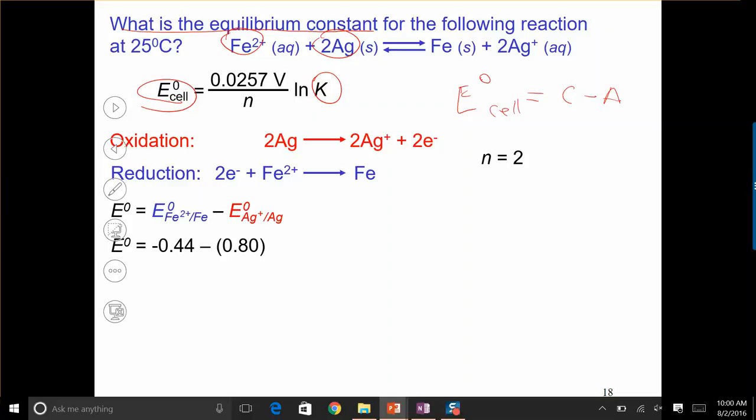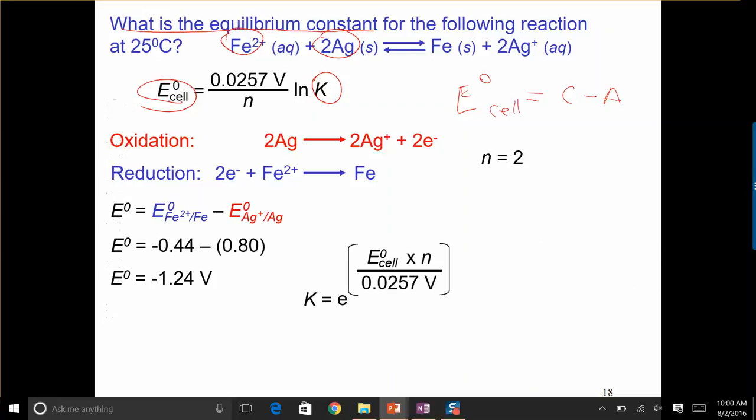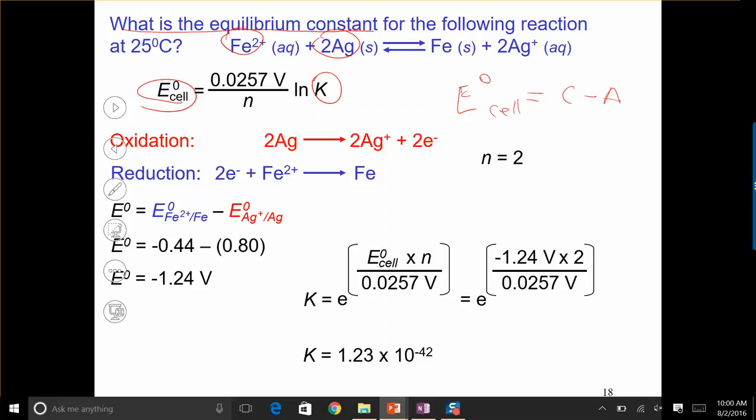So then we get negative 0.44 minus 0.8, right? Since we're using the natural log of K, we're going to use E here to solve for K. You could have used the anti-log version, and it would have worked just as well. And we get our equilibrium constant is 1.23 times 10 to the negative 42 for this reaction between iron and silver.